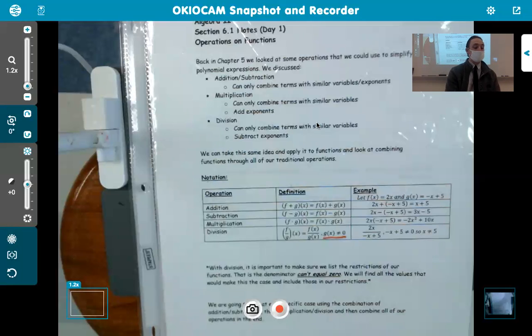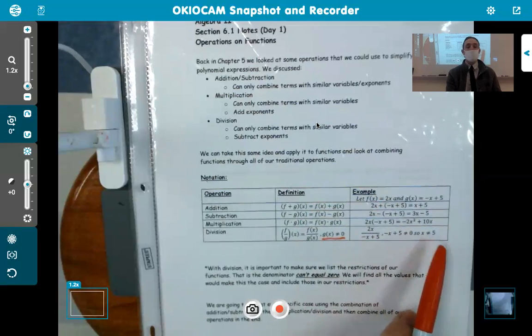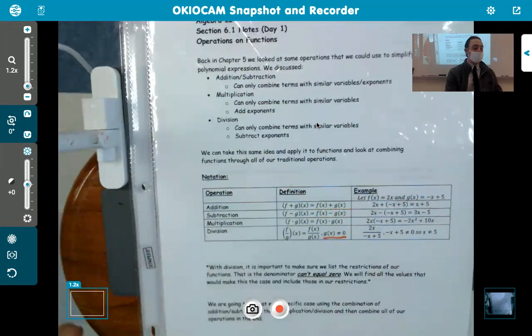Essentially what we're going to do is set that denominator equal to 0, as you see there, and then say the x values that it can't be. And you see that that's the note that's made right here. Another thing to just keep in mind.